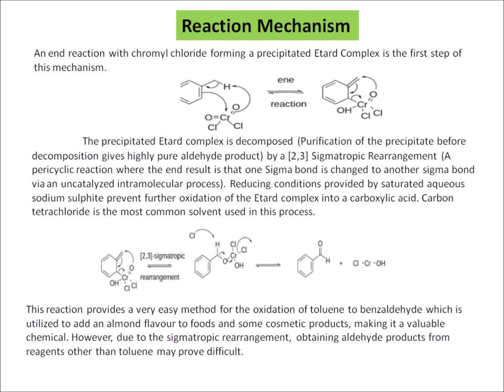Reducing conditions provided by saturated aqueous sodium sulfite prevent further oxidation of the Etard complex into a carboxylic acid. Carbon tetrachloride is the most common solvent used in this process. This reaction provides a very easy method for the oxidation of toluene to benzaldehyde, which is utilized to add an almond flavor to foods and some cosmetic products, making it a valuable chemical. However, due to the sigmatropic rearrangement, obtaining aldehyde products from reagents other than toluene may prove difficult.